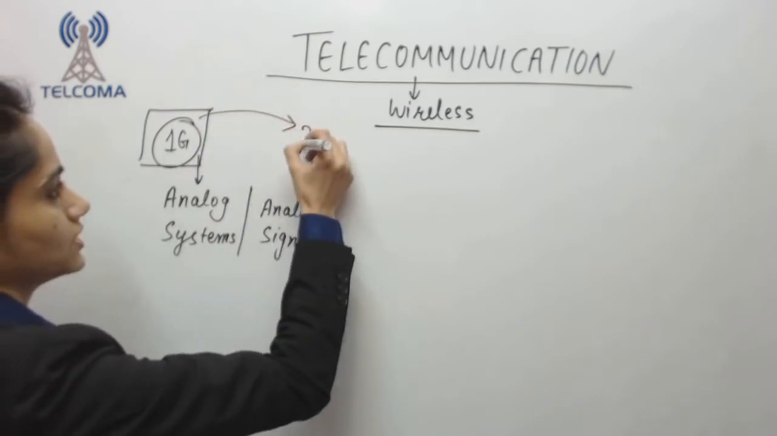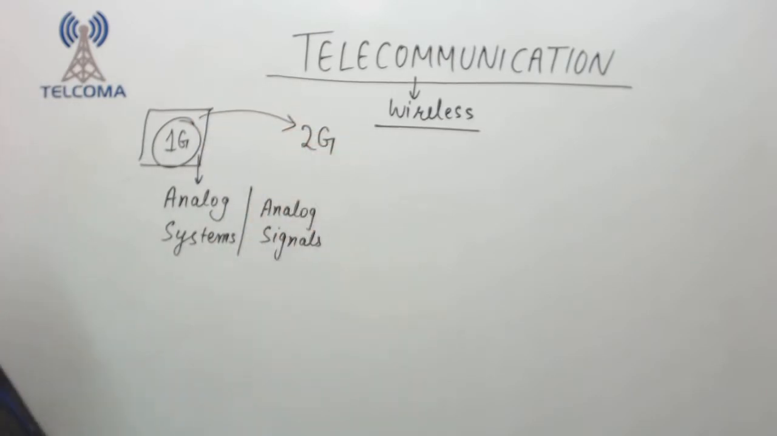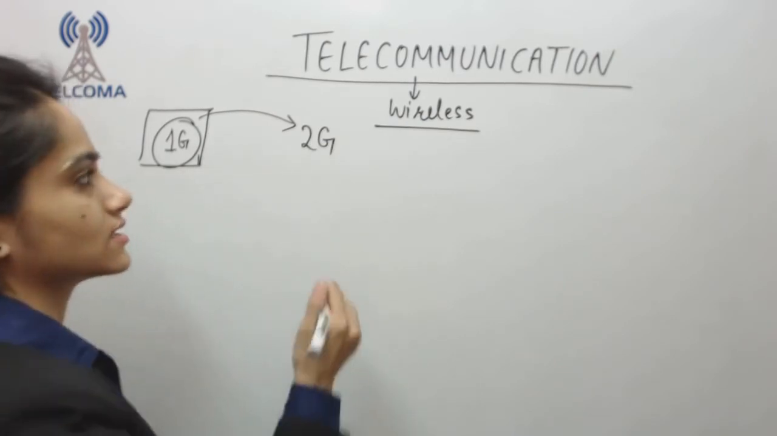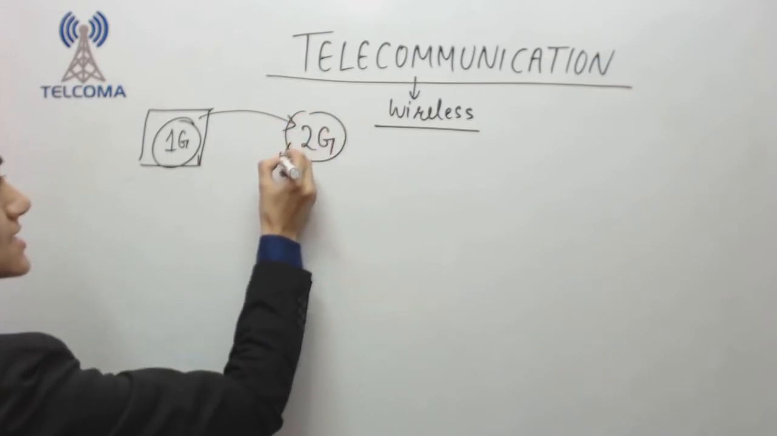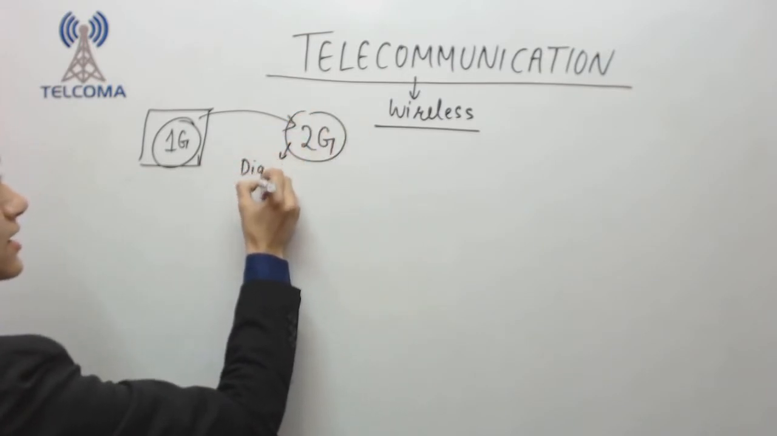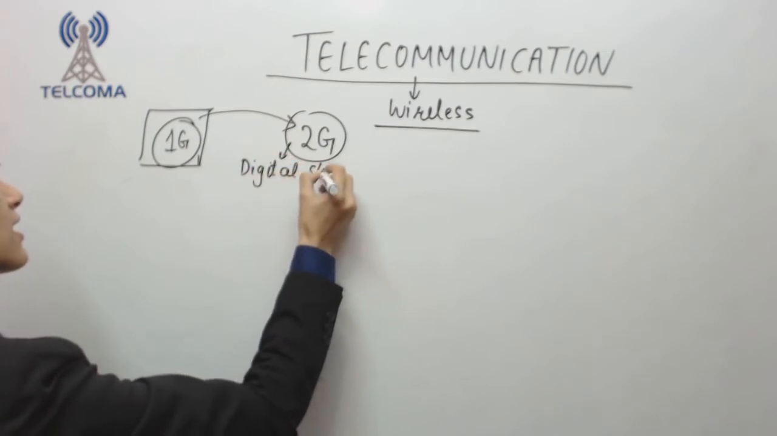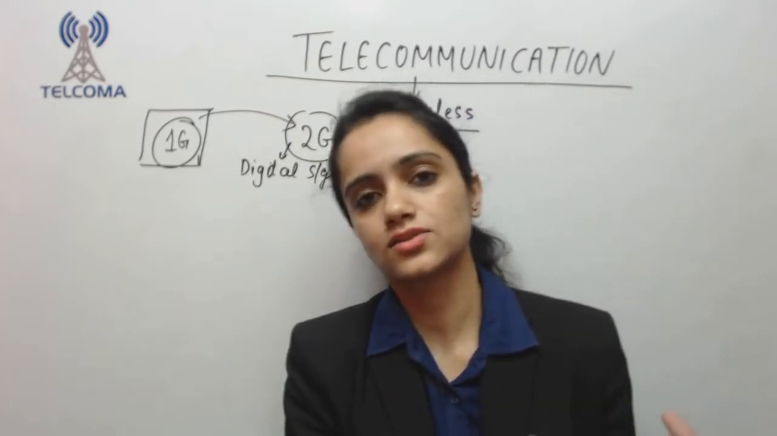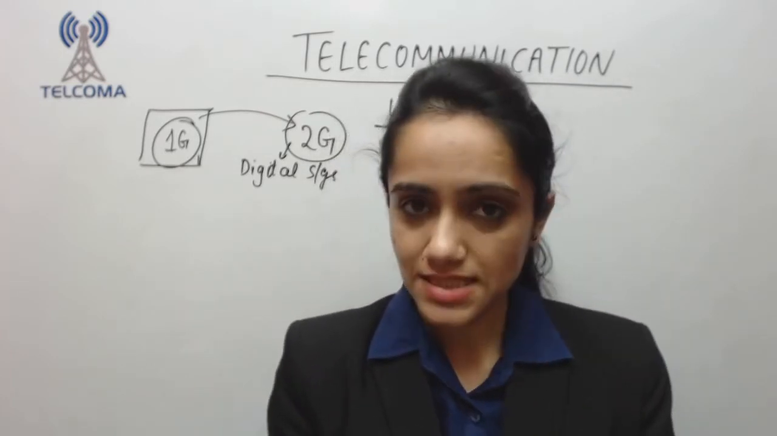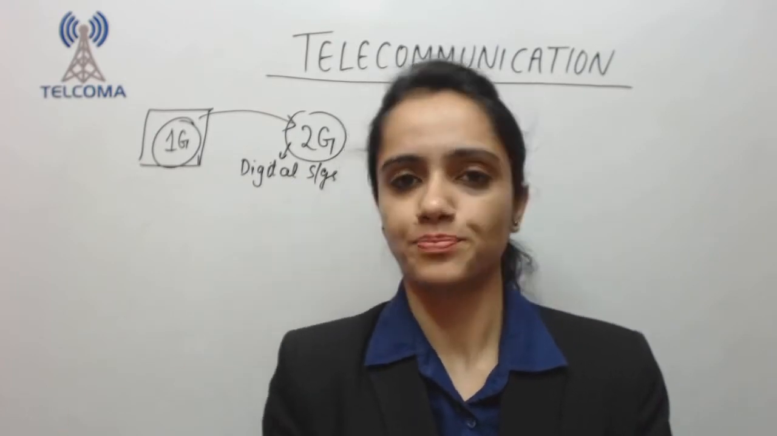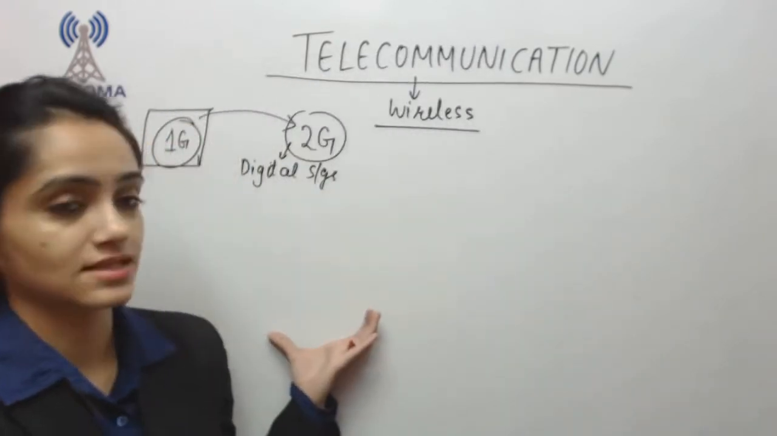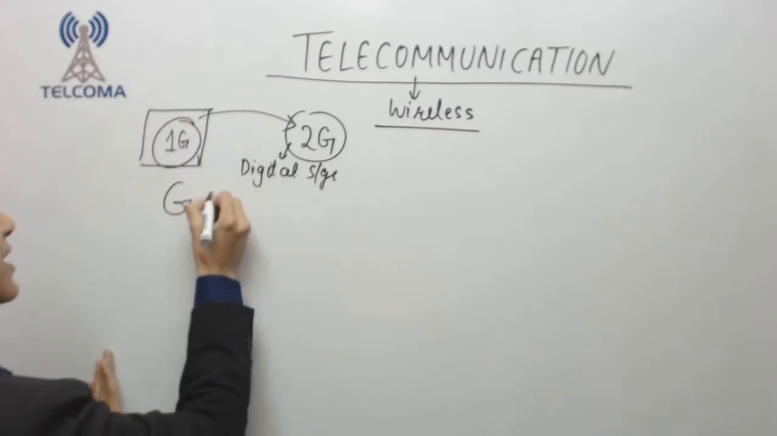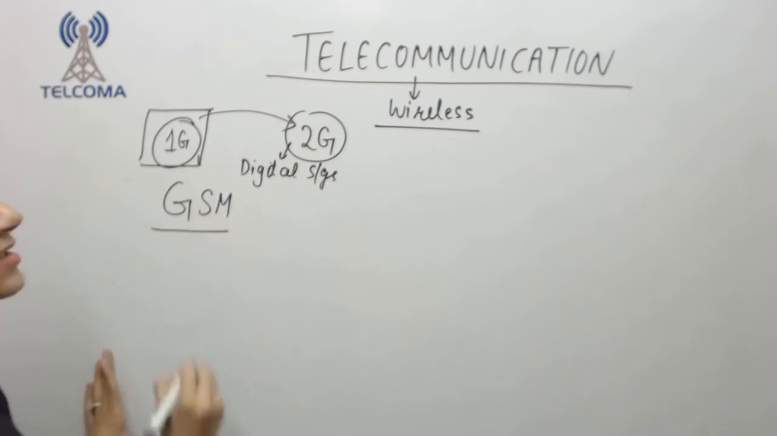After that, we have to move to the digital era. So for the digital era, we have the second generation. That means 2G is a digital technology. It uses digital signals. That means they convert analog signals to digital and digital to analog. Because digital signals are able to cover a long distance, we use digital signals in the second generation. For the second generation, we have the technology GSM.